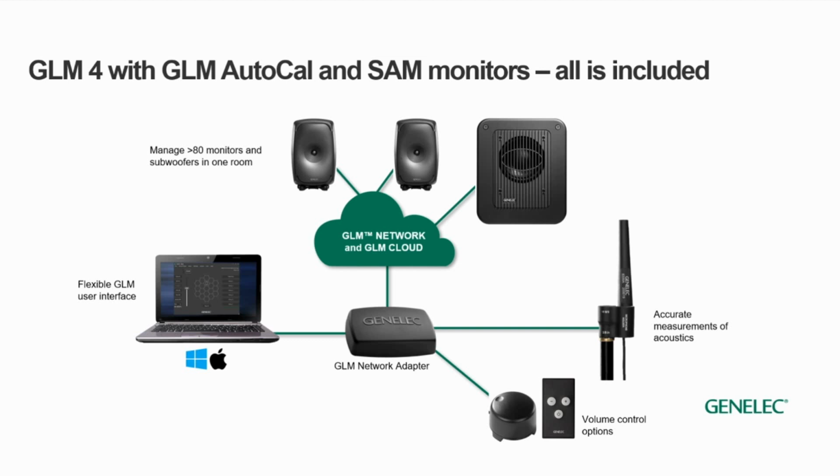The GLM network asks the generator in the monitor or subwoofer to start creating the test signal. For this, you need the GLM network connected. Because the GLM network doesn't carry any audio, the network quality and how you connect the network cable is not going to change the measurement result. When the GLM network talks to the monitors and subwoofers and asks the test signals to be output, you always get a perfect test signal.